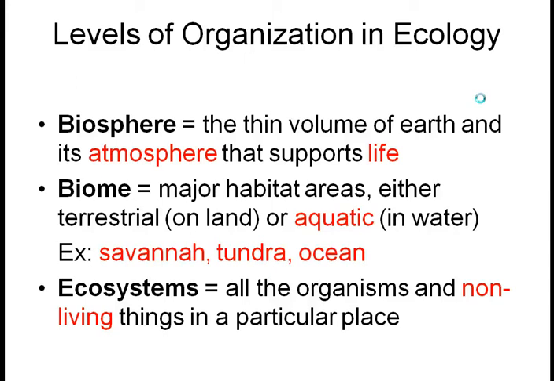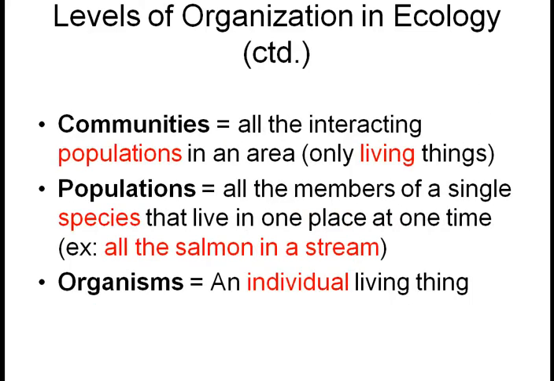Ecosystems are all the organisms and non-living things in a particular place. So what's the difference between biome and ecosystem? Basically the weather, looking at the different climates. Ecosystem is just looking specifically at the creatures that live there, and then the rocks and trees and anything else that's around. Going a little more in depth, we have communities, all the interacting populations in the area. Communities is looking at only the living things. We kind of stack on here. When we were looking at ecosystems, we added the non-living. Communities is just the living.